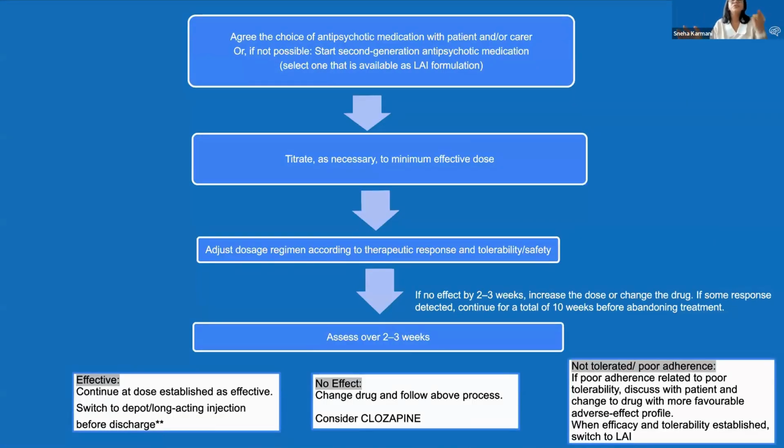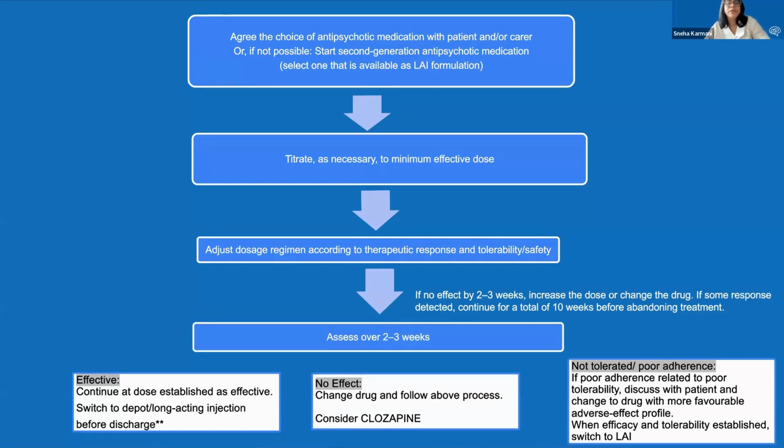When you see a patient who's presenting with psychosis, especially for the first time, you discuss the treatment options. It's important to agree on the choice of antipsychotic medication with patient and or their caregivers. If that's not possible, or if they don't have a choice, start a second generation antipsychotic medication. If possible, go for one that is also available as long-acting injectable. Titrate to minimum effective dose, start low, go slow, as we discussed.